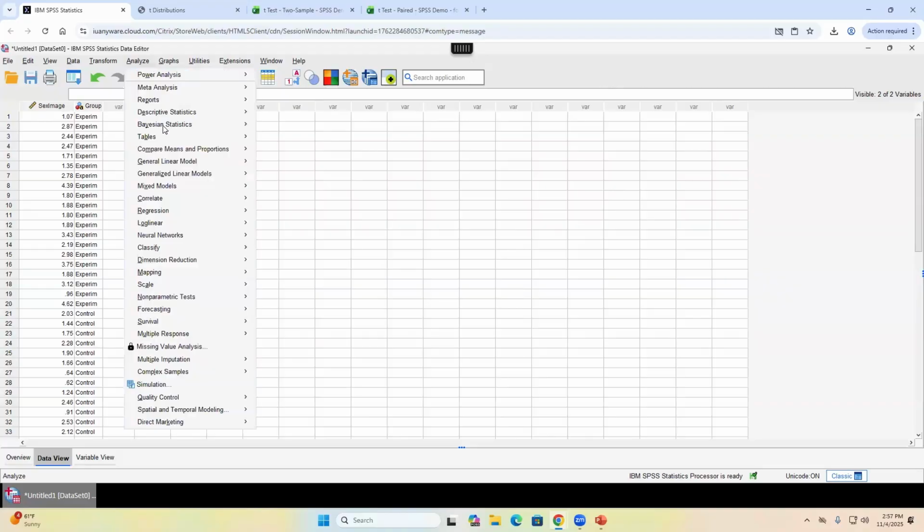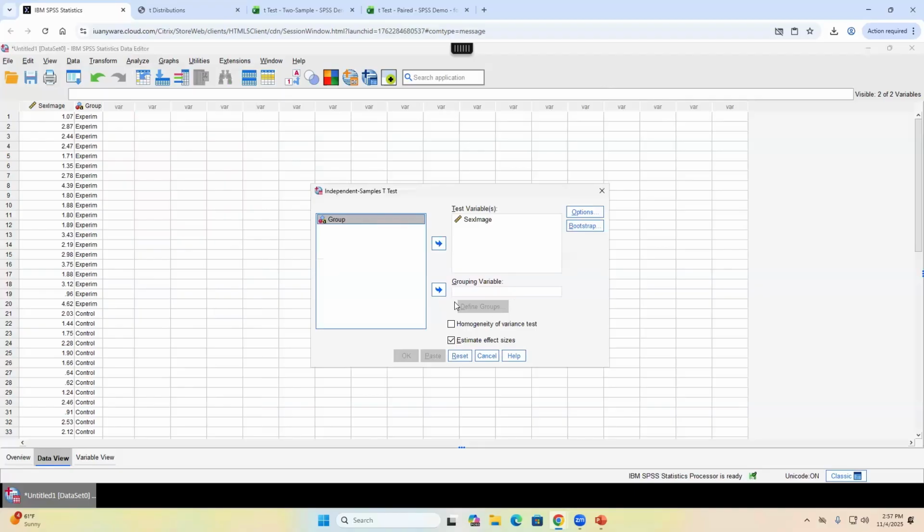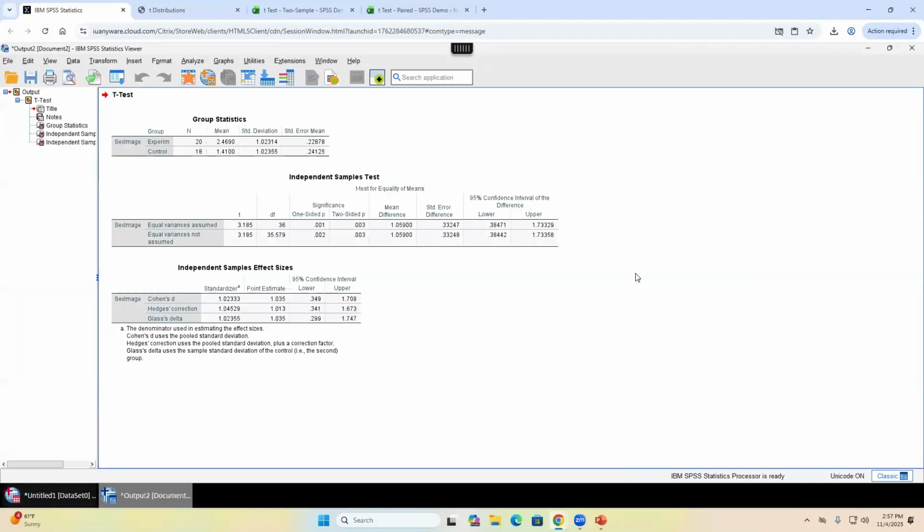So now we can go to analyze. Now we can go to compare means. Now we can go to independent samples t-test. Now we're going to put this group variable into the grouping variables. We're going to define it. We got experim as the experimental. We got control as a control. Now we hit continue. Now we hit OK. And there we have our SPSS output.